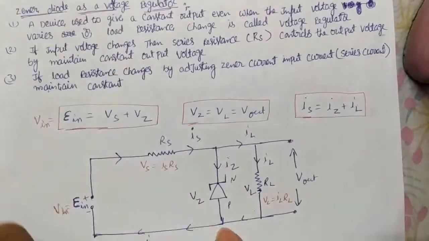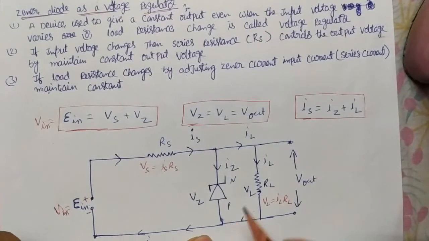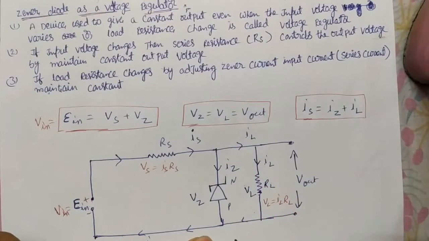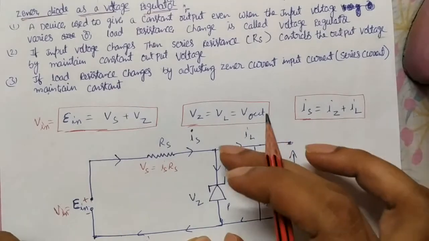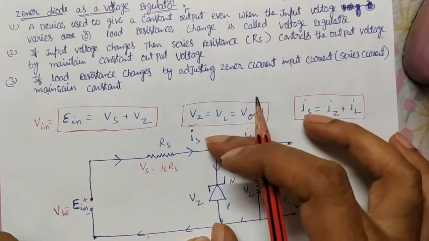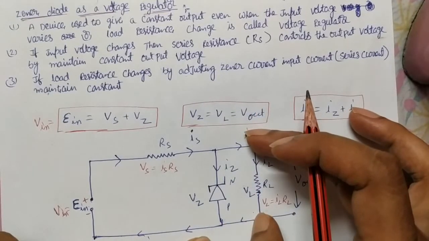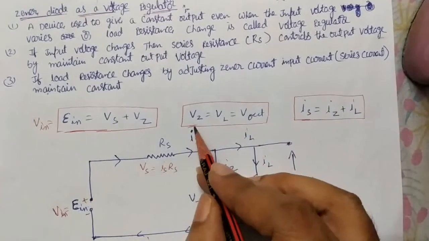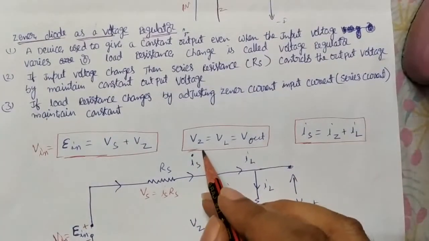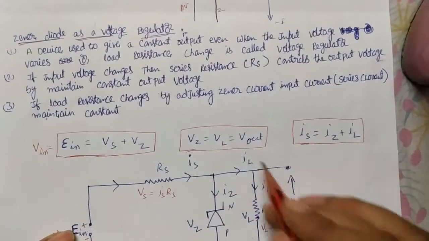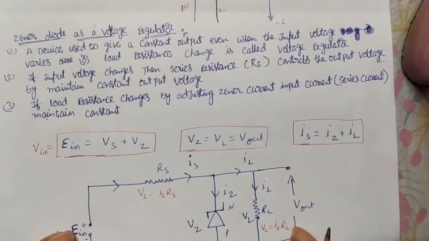If the diode has a constant voltage across it, and RL is connected in parallel with this diode, then these two have the same potential, since components connected in parallel have the same potential. So the potential across the diode, the potential across the load resistance RL, and the output potential are all the same. The potential across the diode is VGNR, across the load resistance is VL, and the output is Vout. All three are the same.